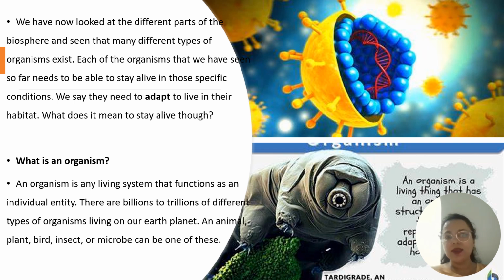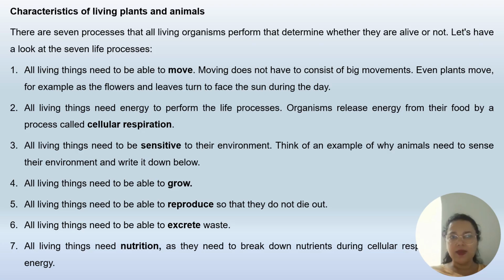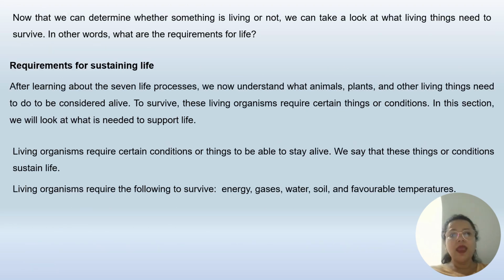Some organisms cannot live in certain habitats, therefore they die and they become extinct. So now I told you about Mrs. F. Beg, the characteristics of living plants and animals. These are notes for you that you can go through in your own time, but I did explain what each one of them are, but you need to learn them for your exams. Then we have the requirements for sustaining life. Now, obviously, you need suitable conditions. Your environment needs to be adapted for you to live in that environment.